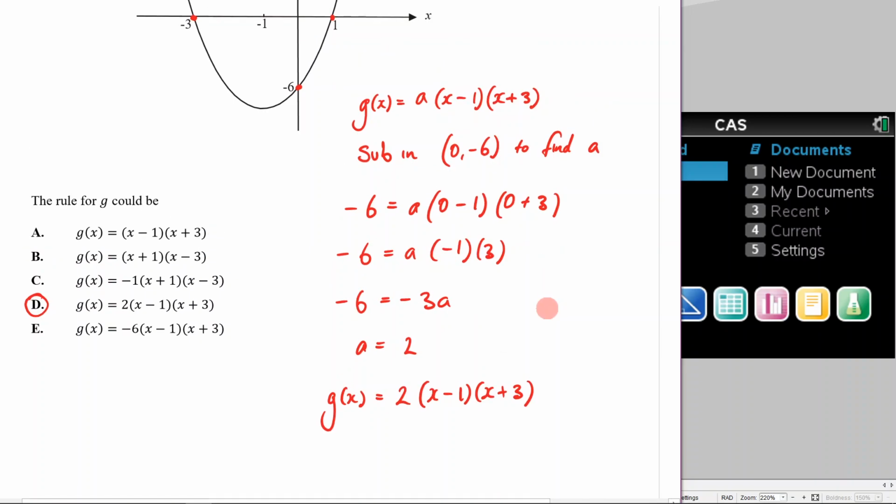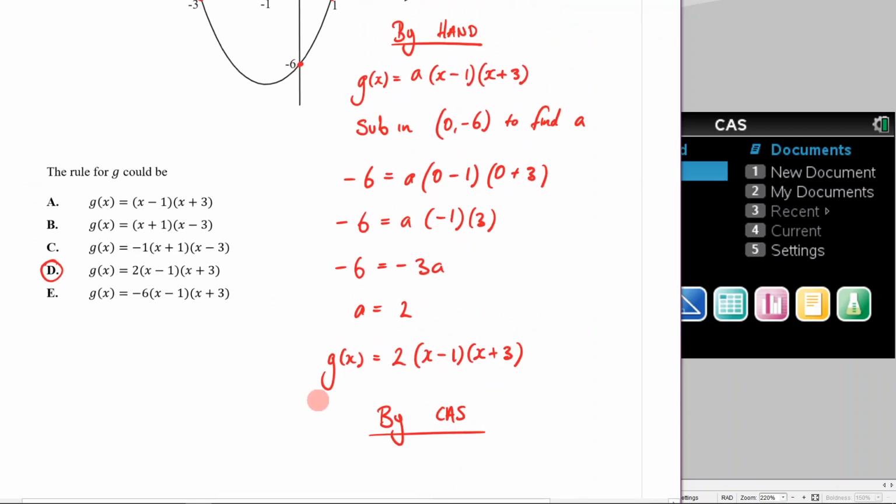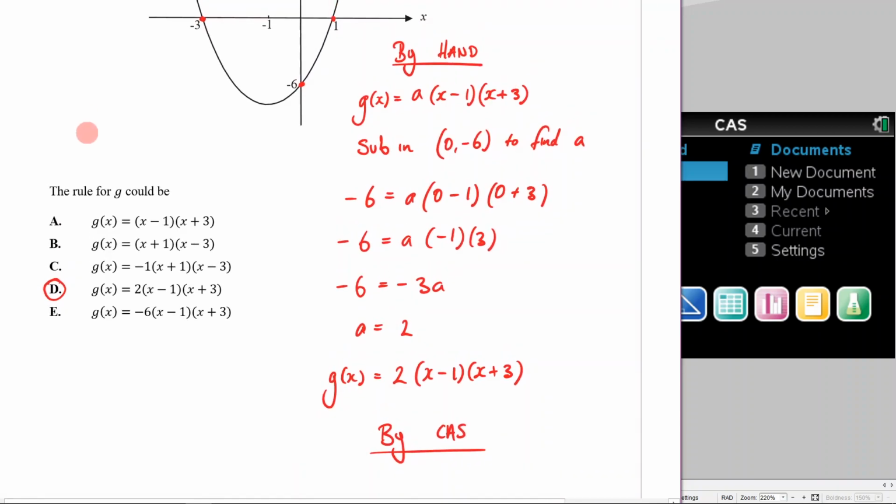Now, this is doing it by hand. And it's fine to do it by hand, and the arithmetic here isn't that tricky, but you also need to be able to do this by the CAS, just in case the numbers were bigger and you didn't really want to do it by hand. You'd have that option of doing it with the CAS. So let me show you how you would approach that.